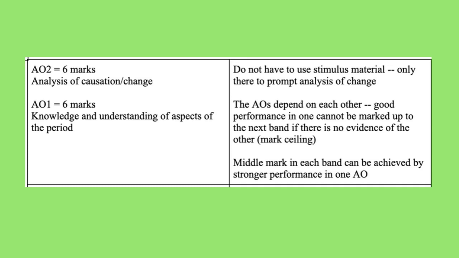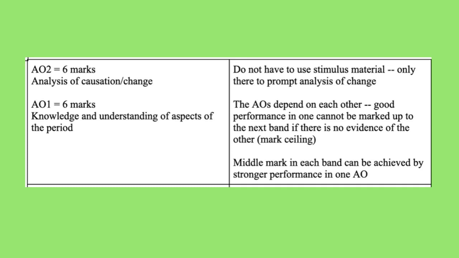This brings us on to AO1, which is worth the other 6 marks, and that is for your knowledge and understanding of the period. So although you've been given stimulus points in the question, to score as many marks as you can here, you really need to be bringing in evidence from your own knowledge to show the examiner that you know enough about the topic to be able to support your arguments.